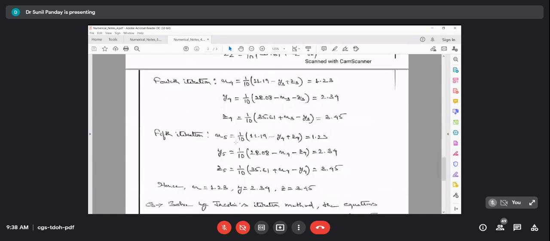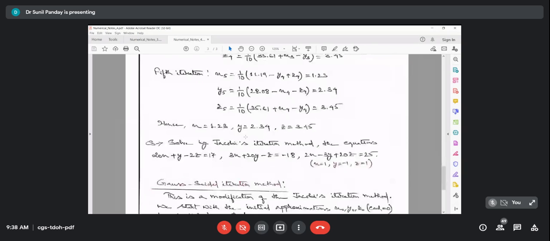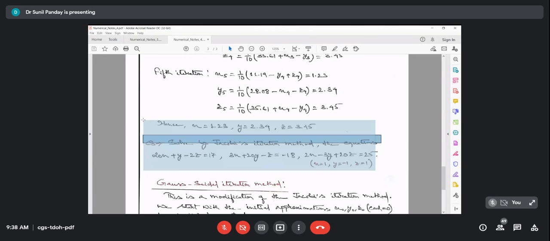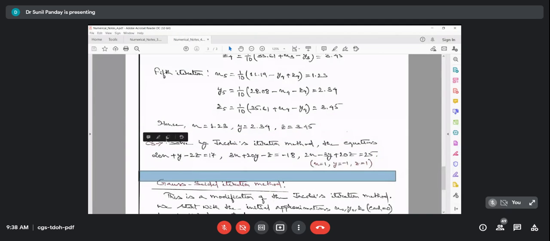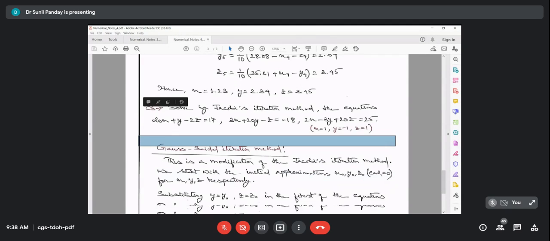So this method is called the Jacobi iteration method. Now this is an assignment question. You solve this question. I will type this also and post it in the group also.